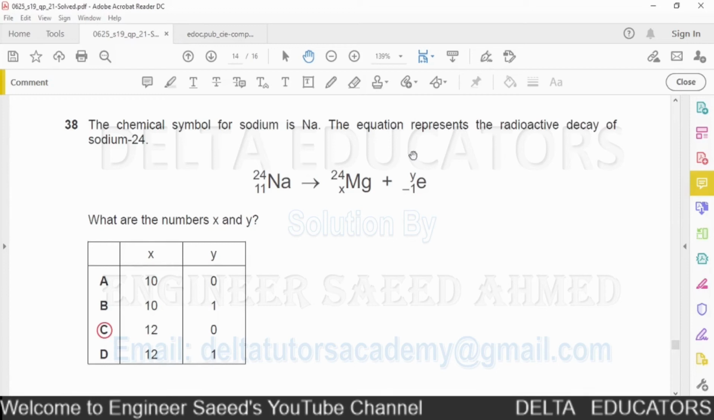Now what about the value of Y? Y is the mass number. Here the mass number is given as 24 for sodium, and for magnesium the mass number is also 24. So definitely for this particle the mass should be 0, so that 0 plus 24 will be equal to 24. Now the value of Y, meaning the mass of this particle E, should be equal to 0. That is given in option C. So here the correct option is C. The value of X is 12 and the value of Y is 0.